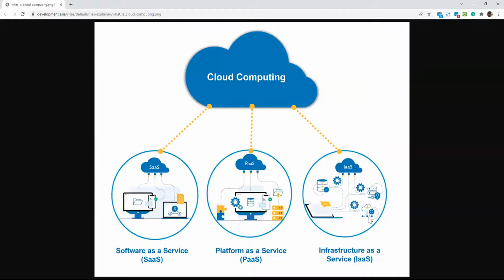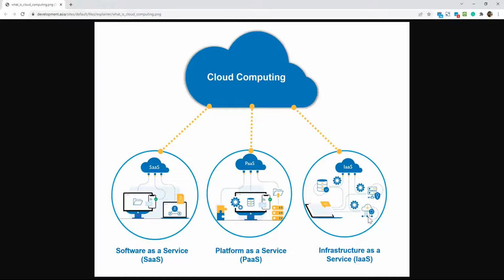So in cloud computing, we talk about three main service types. First one, infrastructure as a service. Infrastructure means computers, physical components. Second one, platform as a service, like development software. Third one, software as a service, like application software, like Word, like Excel. We call it SaaS, software as a service.